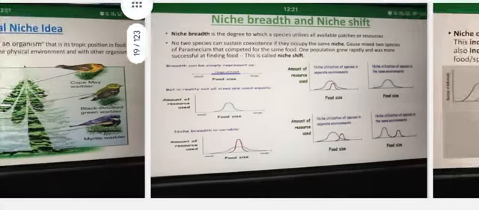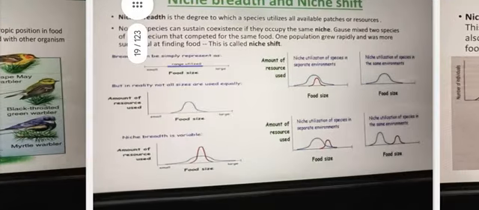Niche width and niche shift. Niche width is the degree to which a species utilizes all available patches or resources. No two species can sustain coexistence if they occupy the same niche. Because when mixed, two species of Paramecium competed for the same food. One population grew rapidly and was more successful at finding food. This is called niche shift.